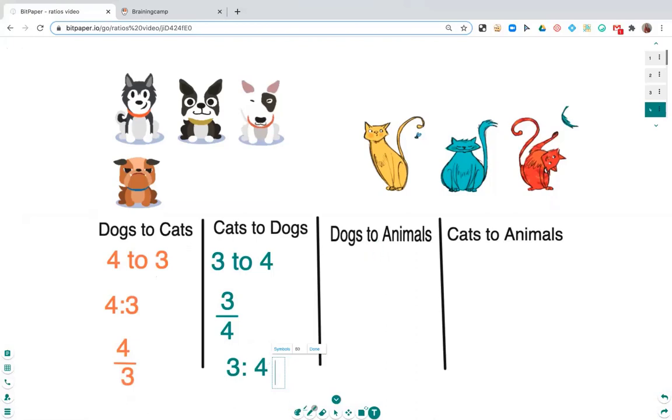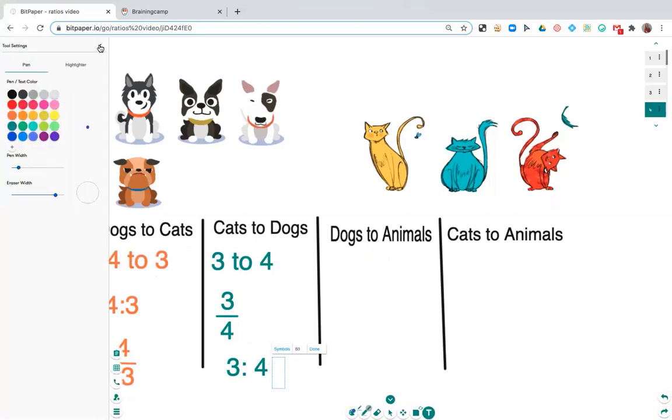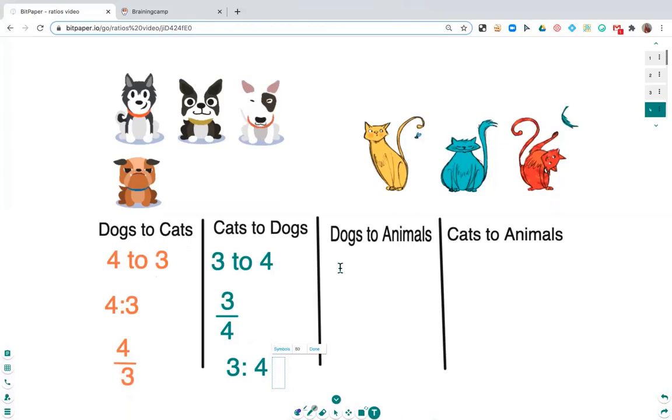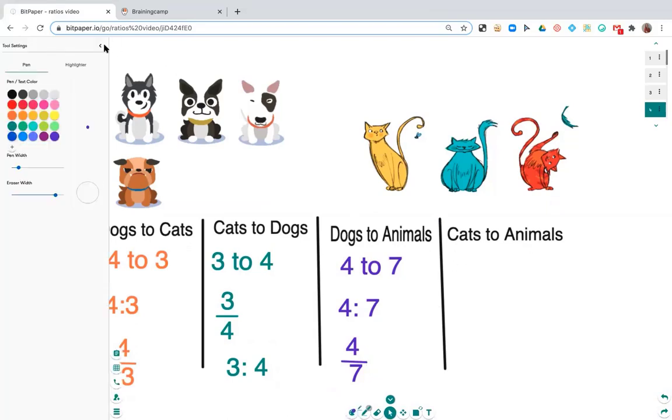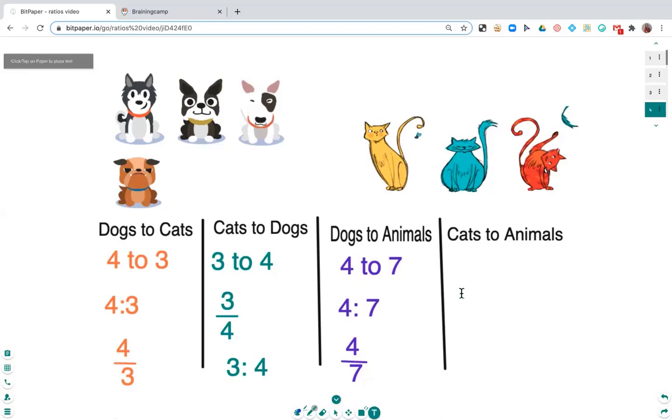Okay, and then we could do the ratio of dogs to animals. Well, there's 4 dogs, and of course, both cats and dogs are animals. So together, how many animals are there? Well, 4 and 3 together make 7. So it's a ratio of 4 to 7. And then same thing we could do with cats. We have 3 cats to 7 animals.